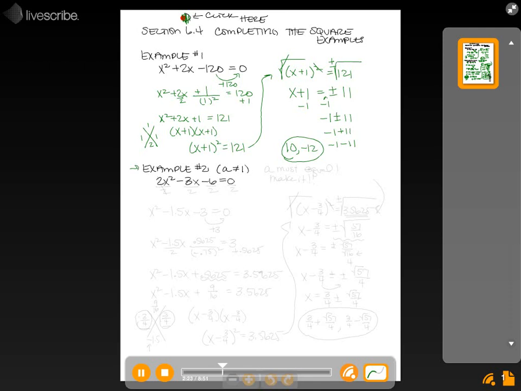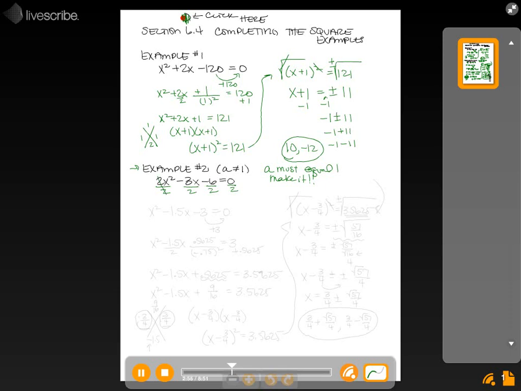Example 2 now. Example 2 is a little different. Notice in parentheses I say a does not equal 1. Okay, when we do a problem, a has to equal 1. A must equal 1. So we have to make it equal 1. That means we're going to divide everything by 2. We're going to make it equal 1. So we just divide everything by whatever a is.